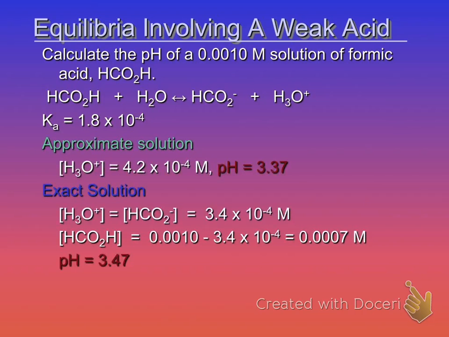Okay, so let's come back. All right, if you made an approximation the first time, you'd come up with about a pH of 3.37. On the other hand, if you did it exactly by using the quadratic formula, you should have come up with something a bit different, and that's 3.47. This is actually quite a big difference.